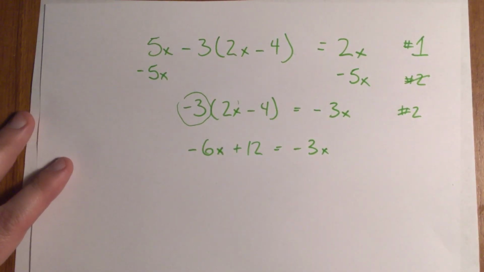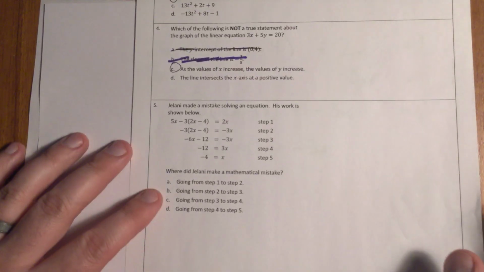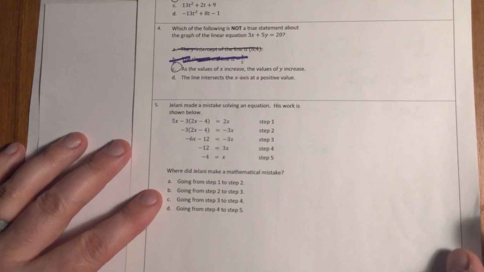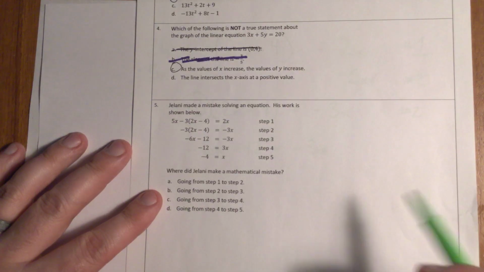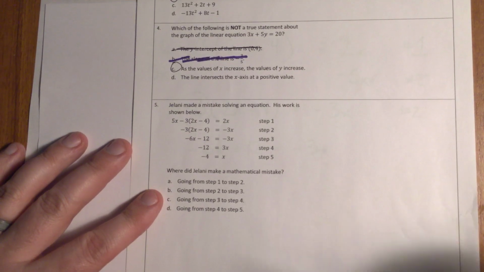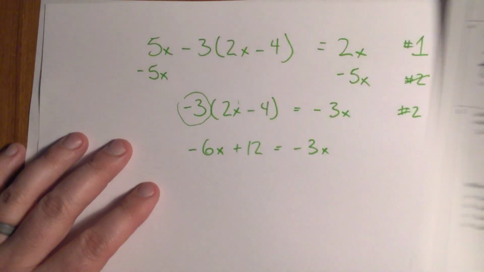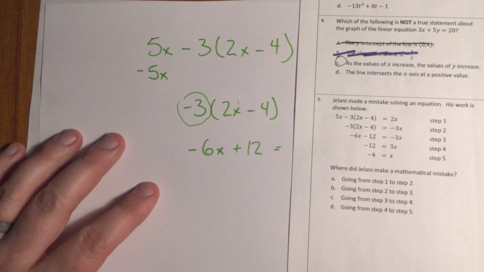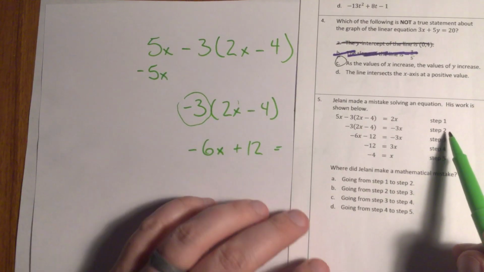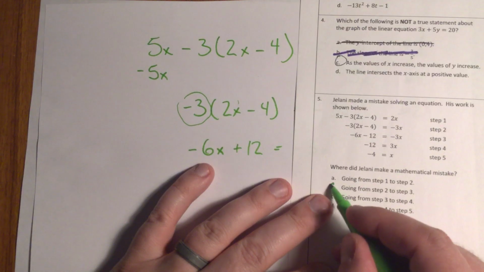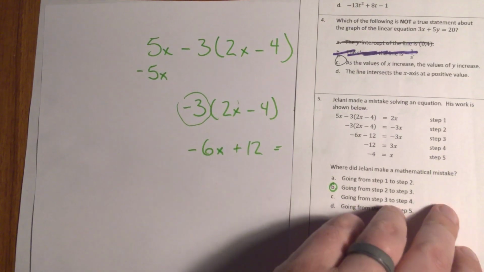So if I look, we've already caught Jelani's mistake. I can stop, right? This is a good test-taking strategy. I don't have to keep going and solve it. I'm pretty sure that I did this correctly, and that's not what Jelani did. So it looks like he made the mistake going from step 2 to step 3, which is B.